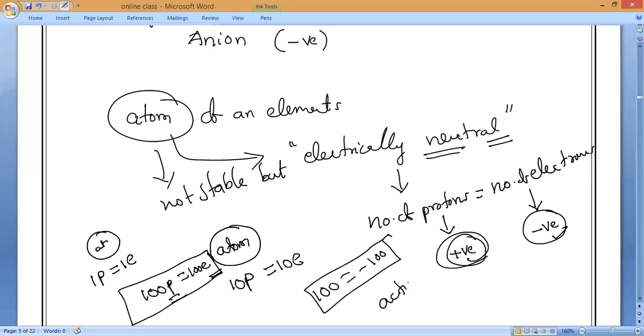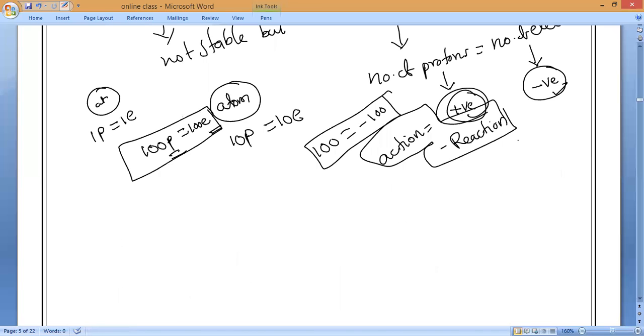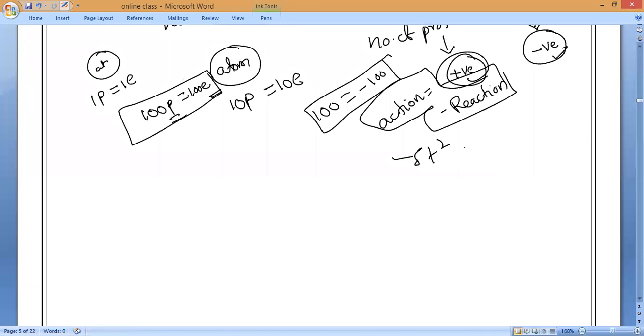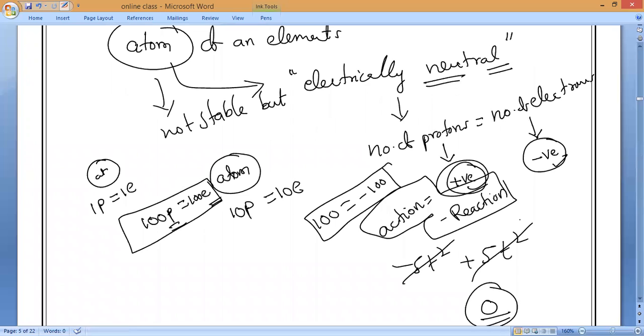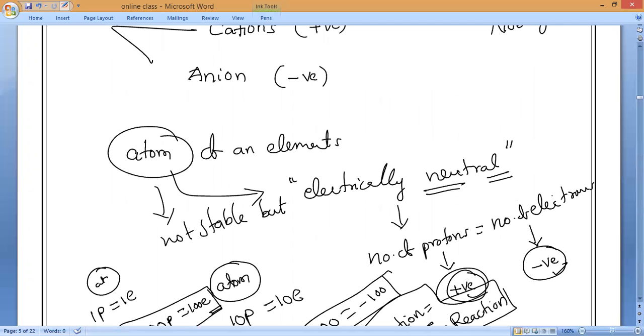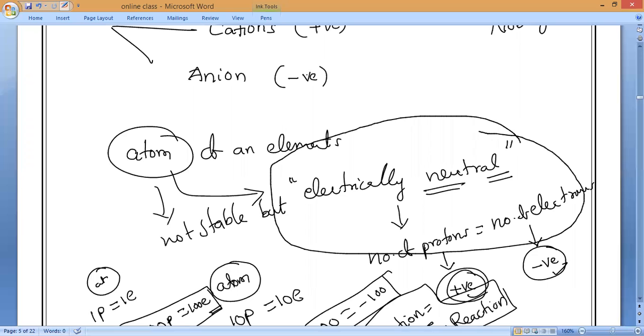In physics, do you remember? Action is equal to minus reaction. The same way, for example, if I say minus 5t square, physics will say plus 5t square. Both will cancel and become zero. The same way, when we have the same number of protons and electrons, their charges are equal, so the charge of an atom is zero. So electrically neutral. Do you understand, everyone? Any doubt? Please let me know. Are you clear?